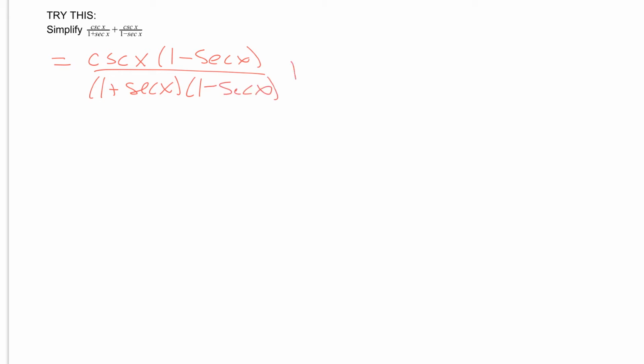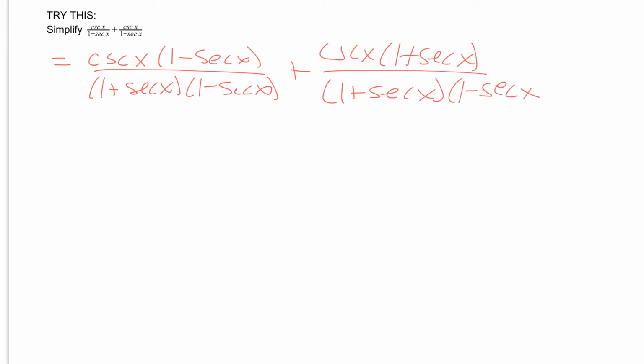So what I did is I started by multiplying, getting common denominators, which would be 1 plus secant x times 1 minus secant x. So the first fraction would be cosecant of x times 1 minus secant of x over 1 plus secant x times 1 minus secant x. And then the second fraction we'd multiply by 1 plus secant x. So we get cosecant of x times 1 plus secant x over 1 plus secant x times 1 minus secant x.